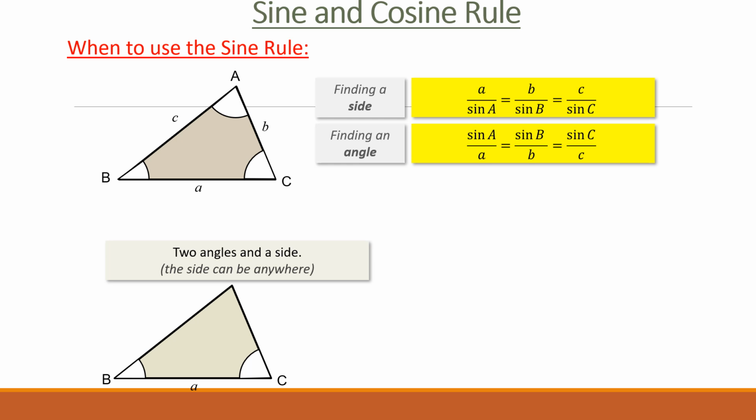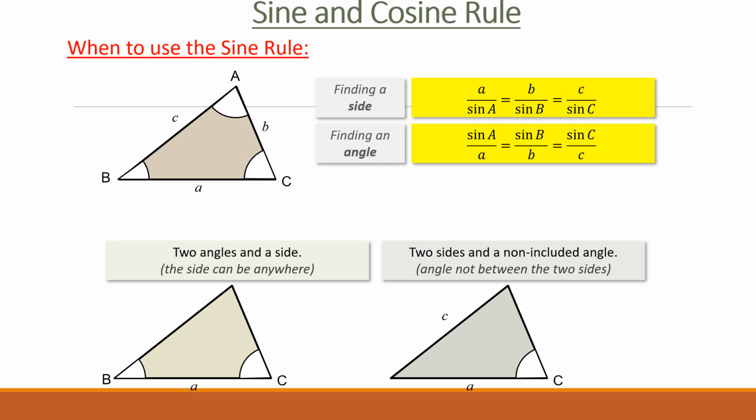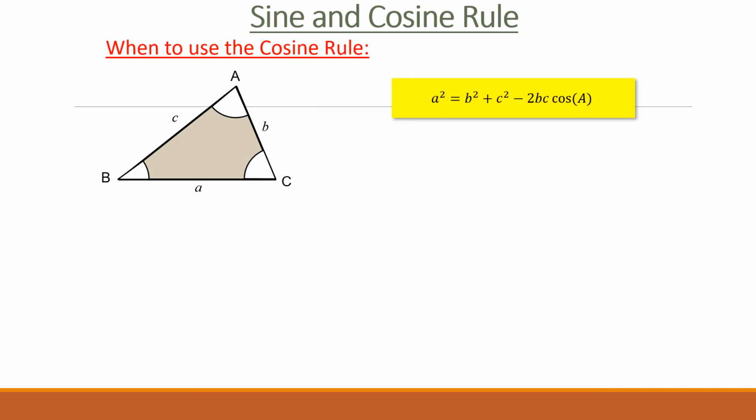So use the sine rule when you've got two angles and a side. The side can be anywhere, okay? Also use it if you've got two sides and a non-included angle, so an angle not between the two sides. So you've got two sides and an angle, and that's when you use the sine rule. Let's have a look at an example of the sine rule.